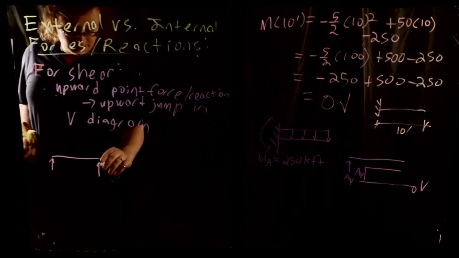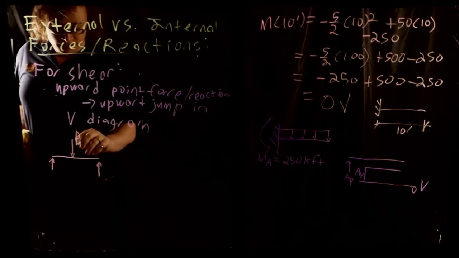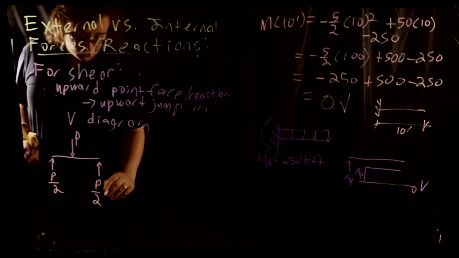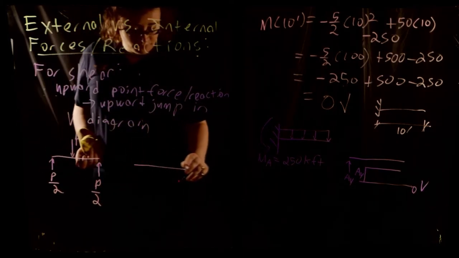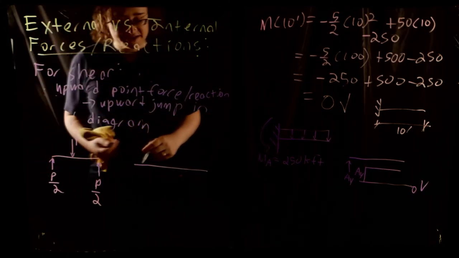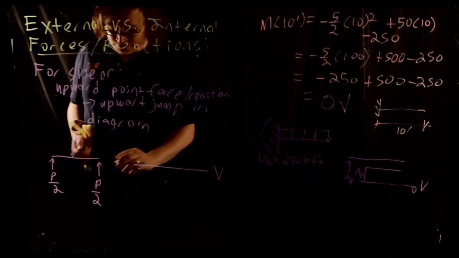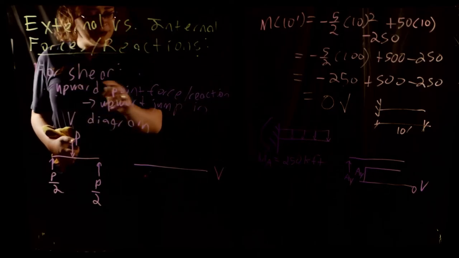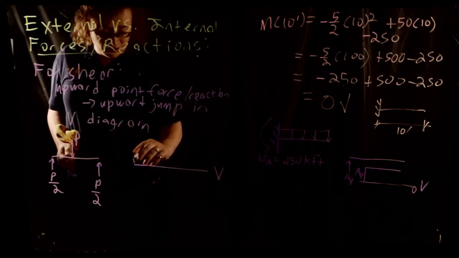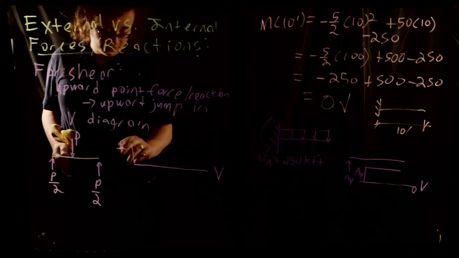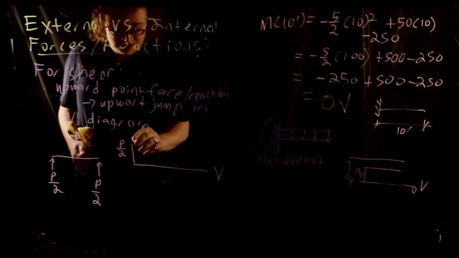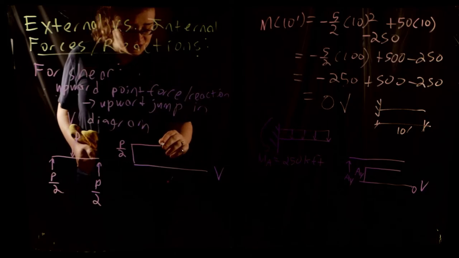say you have a beam like this, with a point load P, and reactions P over 2 and P over 2. What does that shear diagram look like? Well, here there are no distributed loads. I just said this would be a simply supported beam with a point load P in the middle and reactions P over 2 on both sides. Well, our shear diagram is going to initially, because an upward point force or reaction causes an upward jump in the V diagram, immediately jump upward P over 2. And there's no load between our reaction and our center on this beam, so it's going to remain constant.